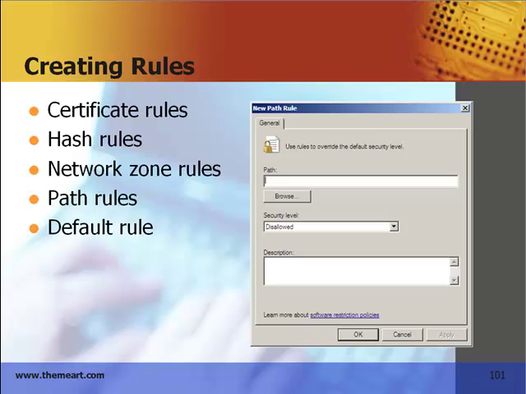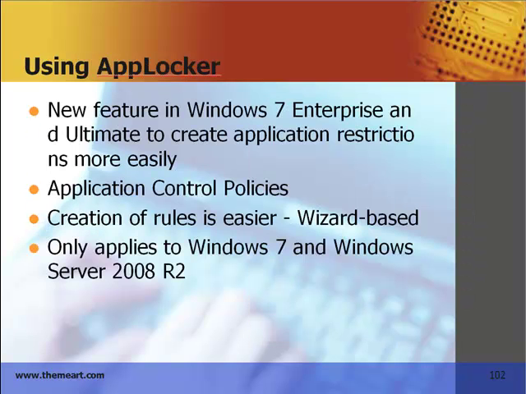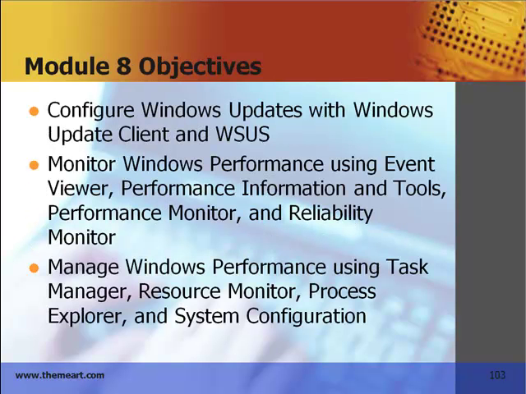And we can also do network zone rules. Think back to the Internet Explorer zones we just mentioned: if it's in the local intranet, then it's okay, or if it's in a restricted site, then it's not. So we can use those zones as well. AppLocker is just Windows 7 and later, like I mentioned.